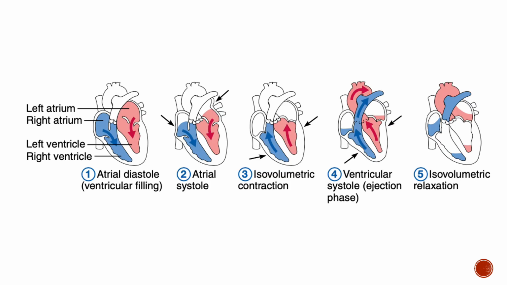This slide shows the summary of events occurring during the cardiac cycle. Take note that the small black arrows indicate the regions of the heart that are contracting. The thick red and blue arrows indicate direction of blood flow. During isovolumetric phases in periods 3 and 5, the ventricles are closed chambers and the volume of blood they contain is unchanging.